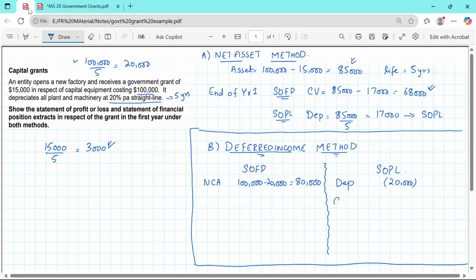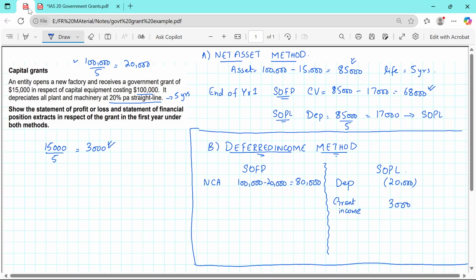So it means that at the end of the first year, what is your grant income going to be? 3,000. Because it is your income, so you are going to add that. Depreciation we have to deduct, that is why I have written it in brackets. And the grant income is 3,000.